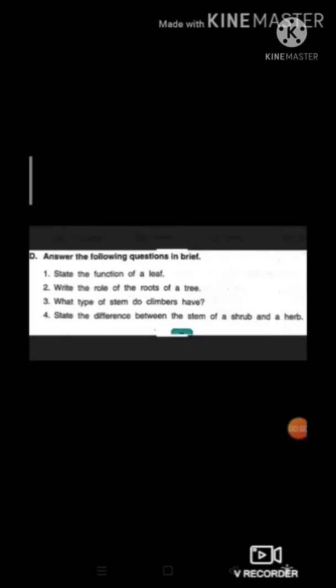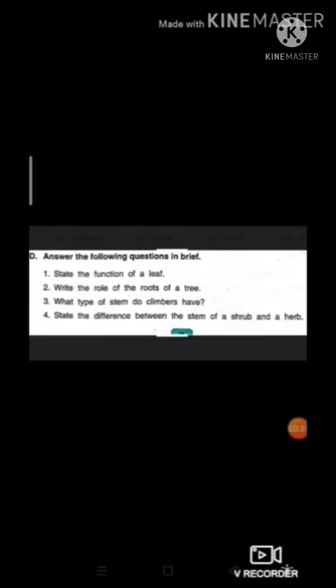Students, now let us do part D given on page number 16, Something to Know. Answer the following questions in brief. Students, here brief means short. You have to give the answers in short. Number 1 question is, state the function of a leaf.